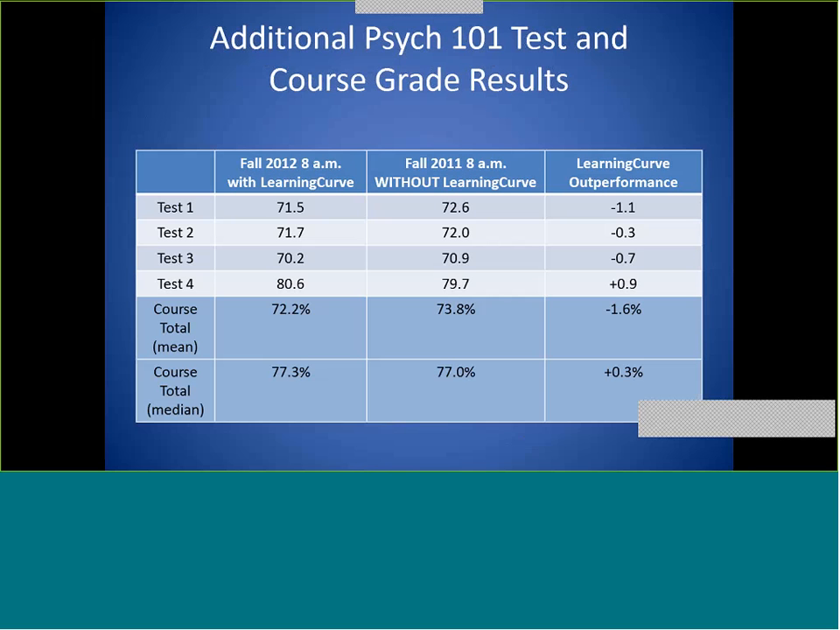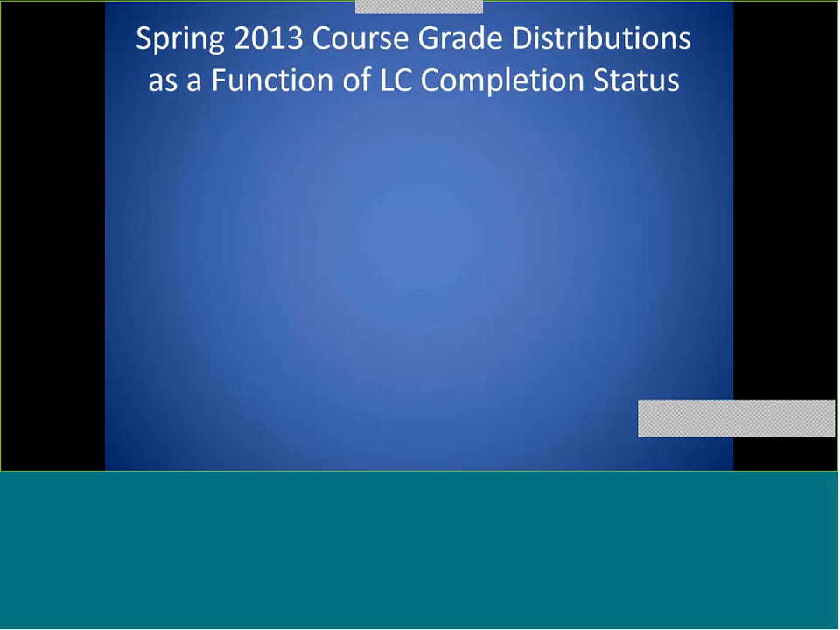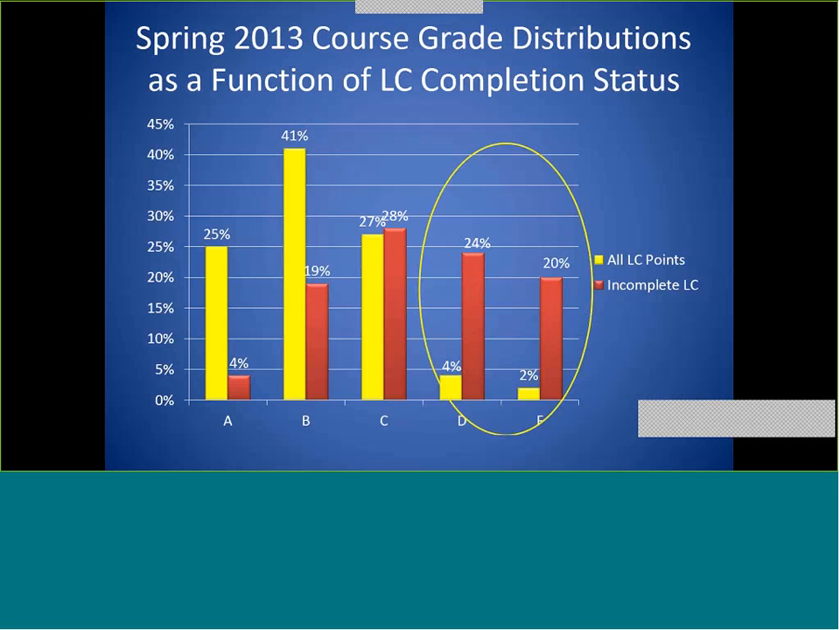What else do I have here? I rolled it over into the fall and looked at that following semester, fall 2012, versus the previous fall without learning curve. Not as rosy of a picture in terms of the results here. I'm just throwing lots of numbers at you, and I know it's a bit much, but this was also fall at 9:30 with and without learning curve, fall 12 versus fall 11. So generally, things are going in the right direction.